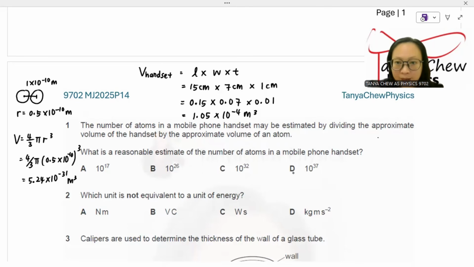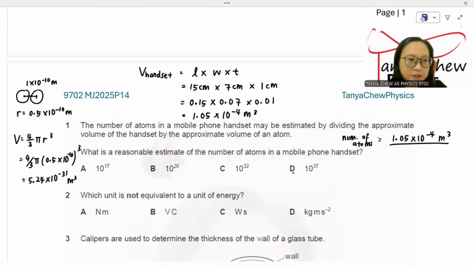Now I can estimate the number of atoms. I just take the volume of the mobile phone in meter cube divided by the volume of an atom, 5.24 times 10 to the power negative 31 meter cube, and I got about 2 times 10 to the power of 26. So B is the correct estimation.